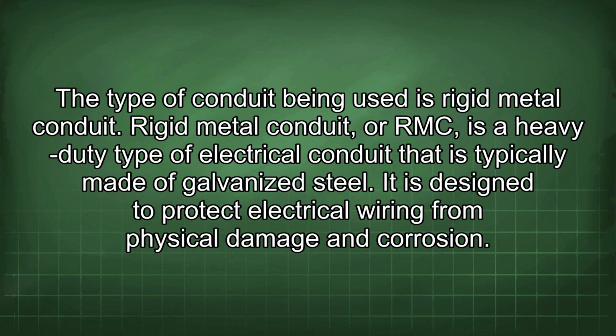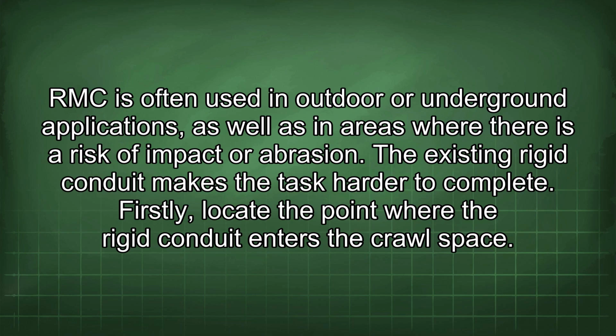The type of conduit being used is rigid metal conduit. Rigid metal conduit, or RMC, is a heavy-duty type of electrical conduit that is typically made of galvanized steel. It is designed to protect electrical wiring from physical damage and corrosion. RMC is often used in outdoor or underground applications, as well as in areas where there is a risk of impact or abrasion. The existing rigid conduit makes the task harder to complete.